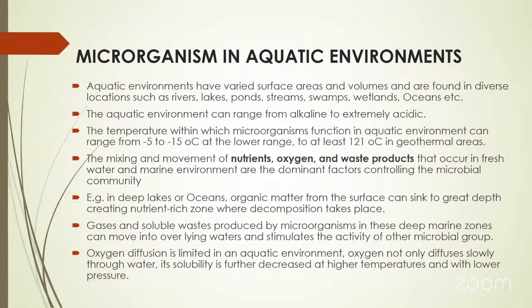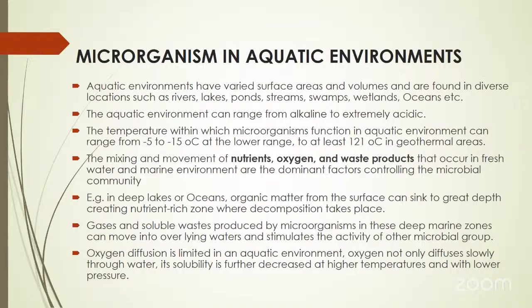The aquatic environments can range from alkaline to extremely acidic. When you see a body of water, you want to know its physical and chemical characteristics. There are instruments to be used. You can use the pH meter and conductivity meter to check the pH. Scientists have studied all this, so they can tell you that aquatic environments can range from alkalinity to acidity. And the temperature can also range.